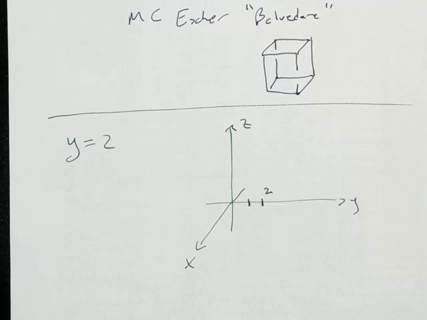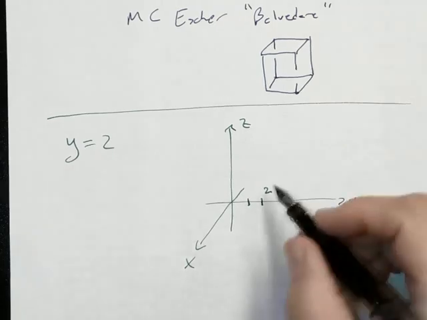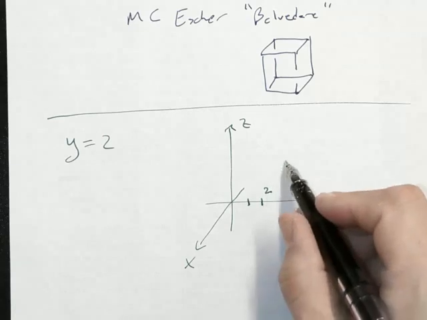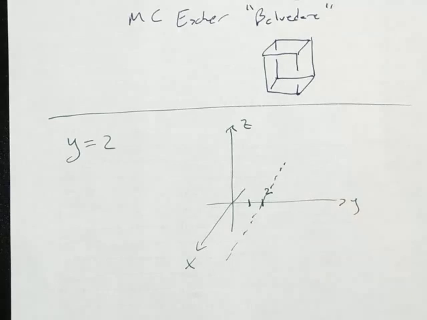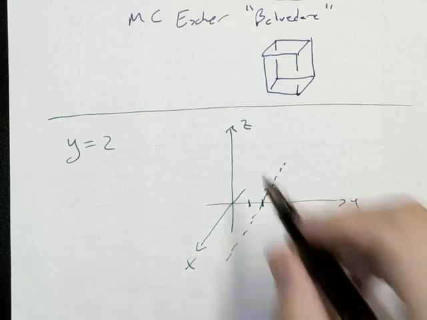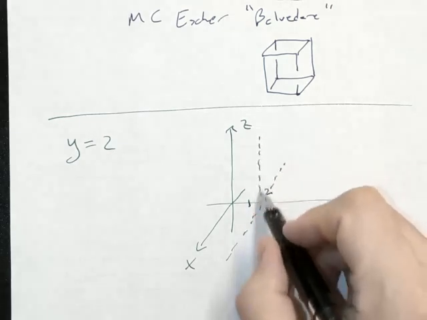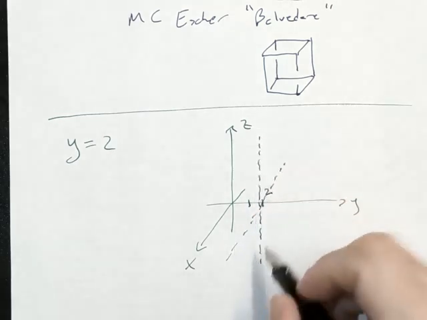Let's draw that line. X is allowed to be anything it wants, right? If x is allowed to be anything it wants, I get a line like that, parallel to the x-axis, right? The x-axis would be down here, and the line y equals 2 would be up here. Perfectly parallel, both with slopes of 0. But z is also allowed to be anything we want, right? So that means from this point, I can go up or down.